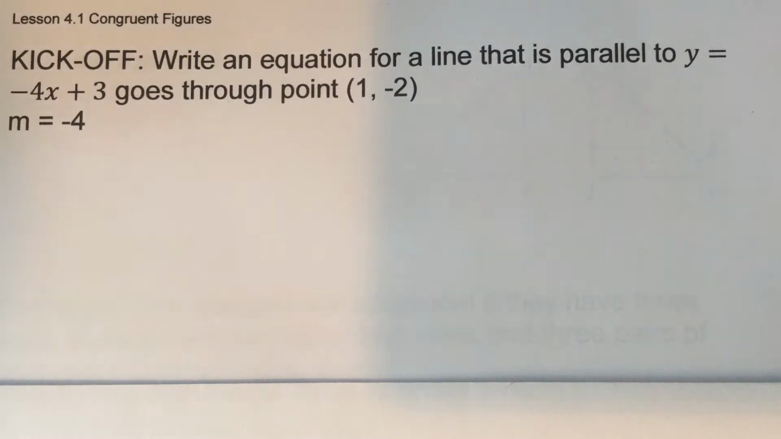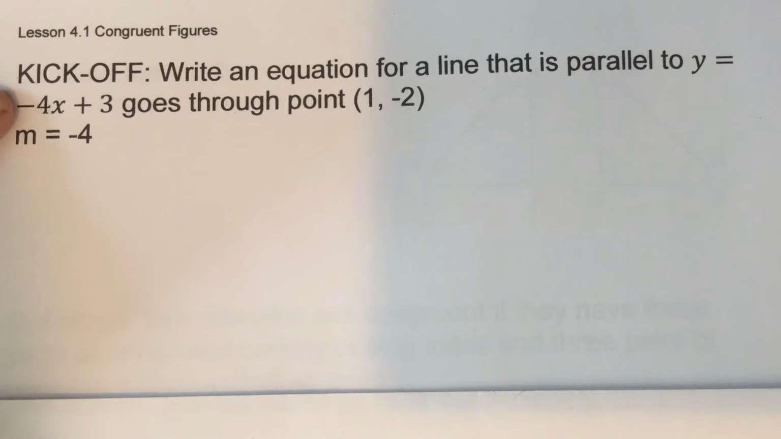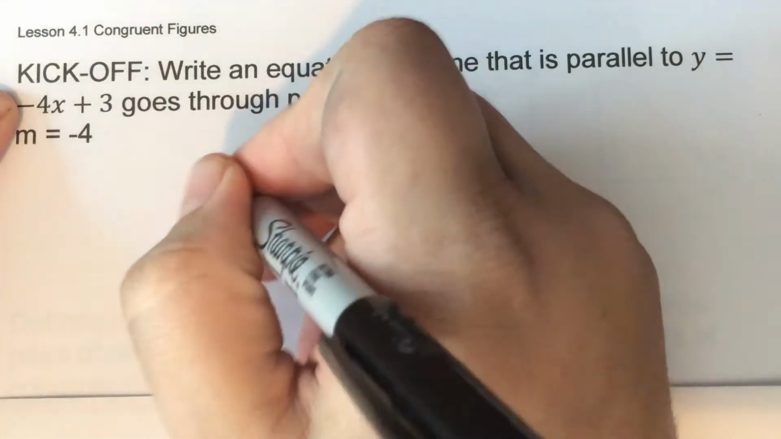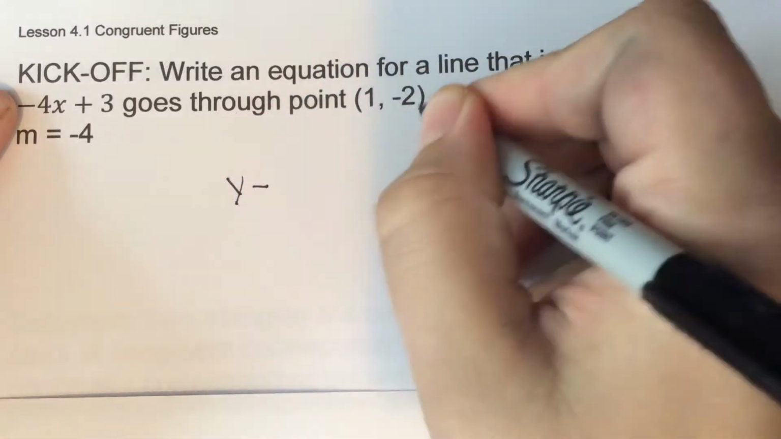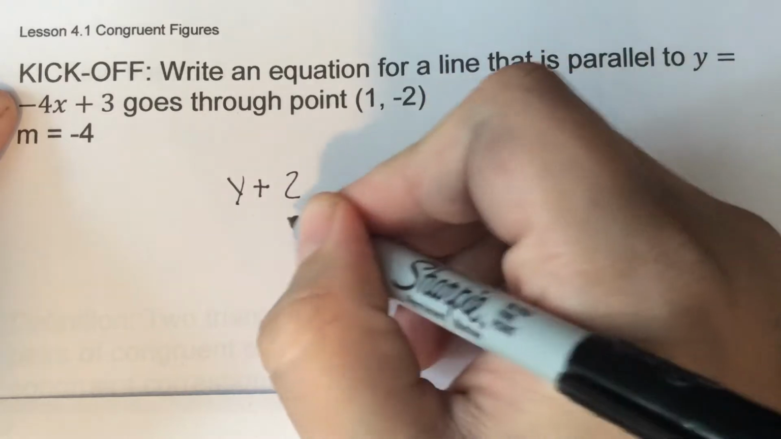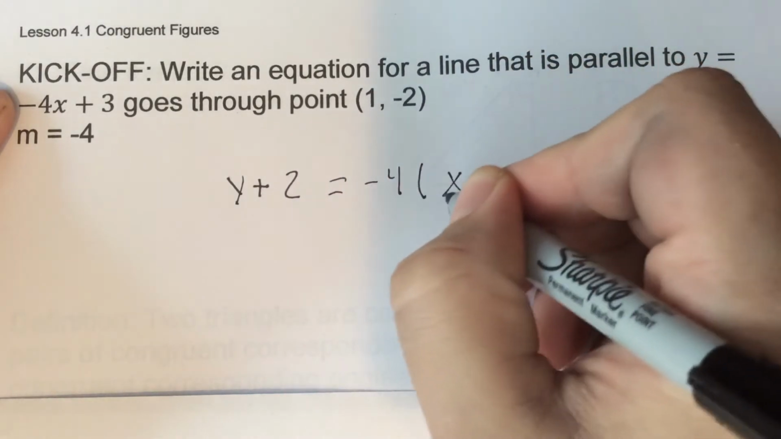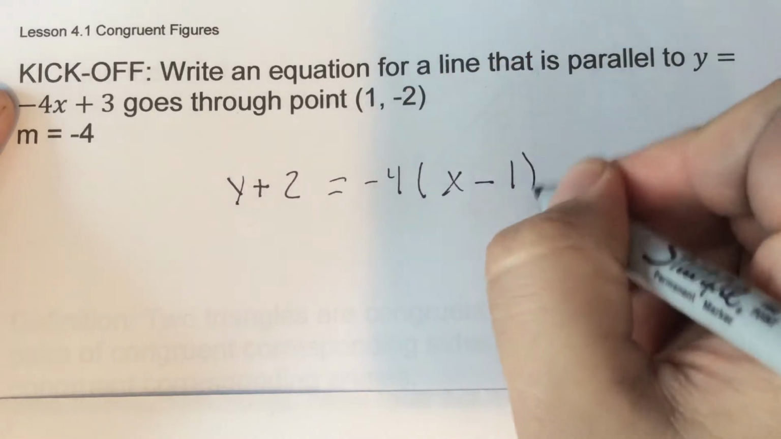So the kickoff from last time, we did write an equation of a line that's parallel to y equals negative 4x plus 3 and goes through the point (1, negative 2). So m is going to be negative 4 because it's going to be the same slope as the other one since it's parallel. And we're going to use this point. So y minus y of our point, which is negative 2, so it makes it plus 2, equals negative 4, parentheses, x minus x of our point, which is 1.